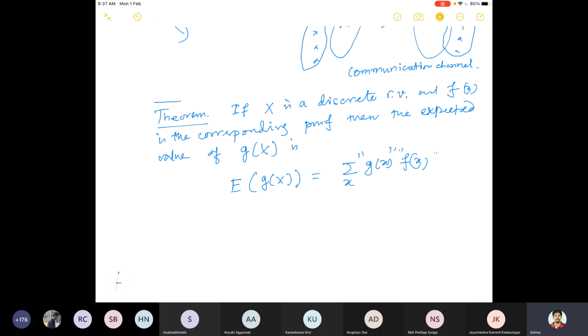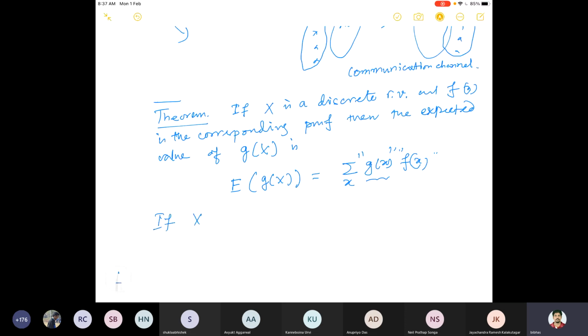Because you had the original data points, you are not changing the probability of X. You are not changing the probability of happening. You are only changing the values, okay? So you are getting the same expected value here. It is just the sum over x of g(x) times f_X(x).